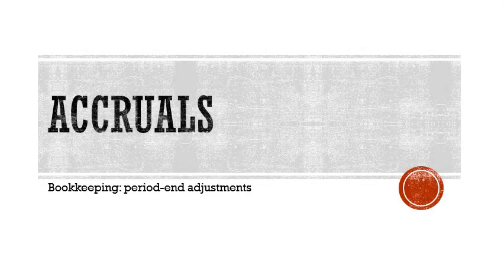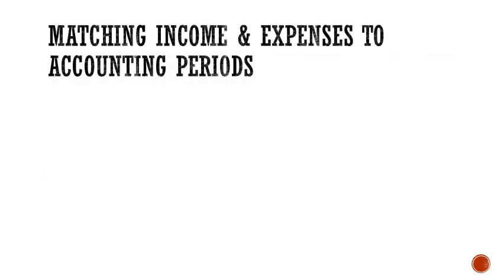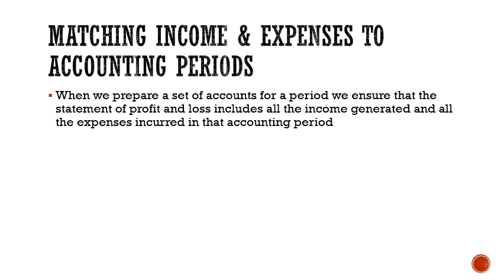In this session on period end adjustments, we're going to have a look at accruals. Now, when an accountant prepares a set of accounts for a particular period, usually a year, that accountant needs to make sure that the statement of profit and loss includes all of the income that the business has generated in that accounting period, and it also needs to make sure that all of the expenses incurred in that accounting period are also included.